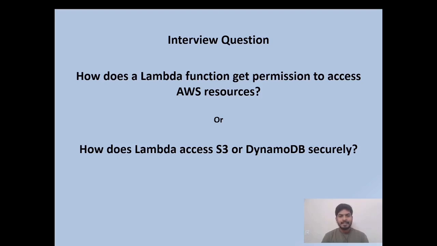Most candidates answer something like, we create an IAM user and attach it to the Lambda function. We store the access key in environment variables. Or they say Lambda automatically has the permissions. All of these answers are incorrect. The reason is, IAM users use long-term credentials. AWS services never use IAM users. Storing an access key as an environment variable is a security risk. This is where the interviewer immediately rejects the candidate.